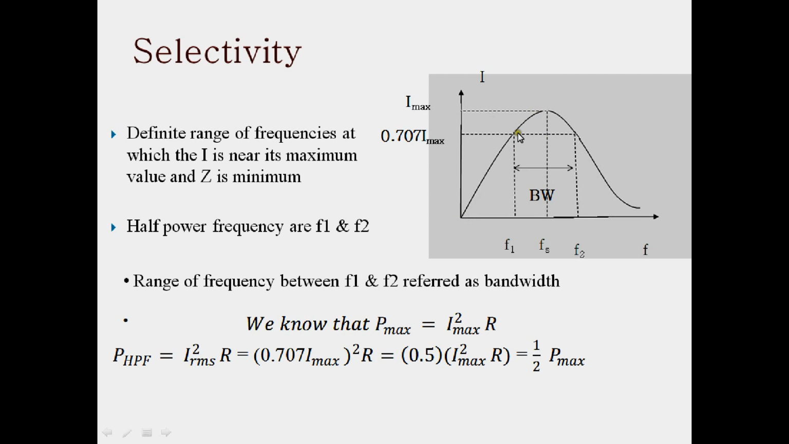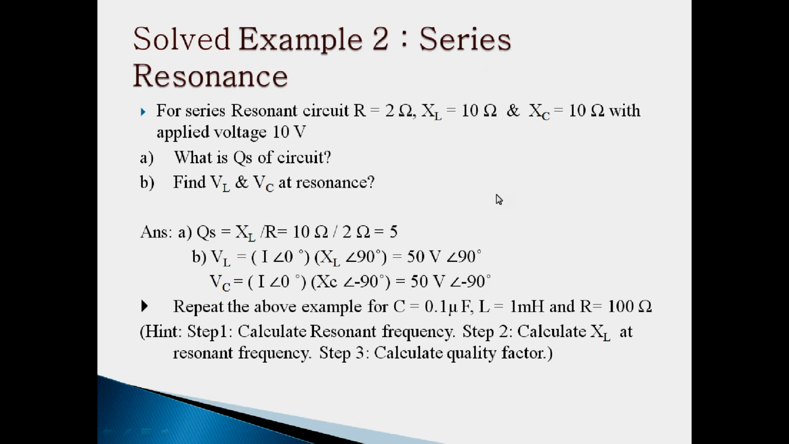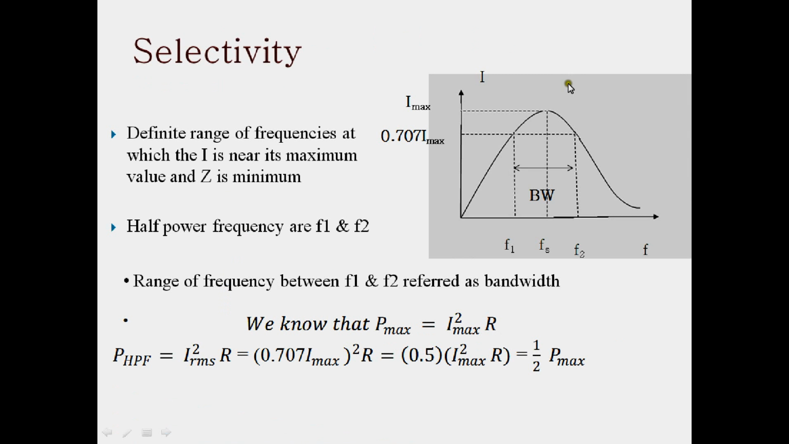At low frequency, capacitive impedance is very low, but inductive impedance is high. XL is equal to 2 pi FL, so 2 pi L is a constant and frequency gradually increases. That's why from F1 to Fs, this graph gradually increases. That's why the circuit is inductive.